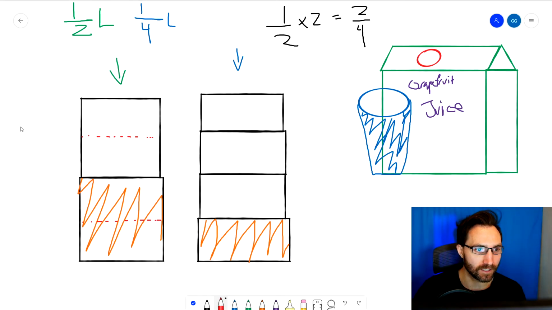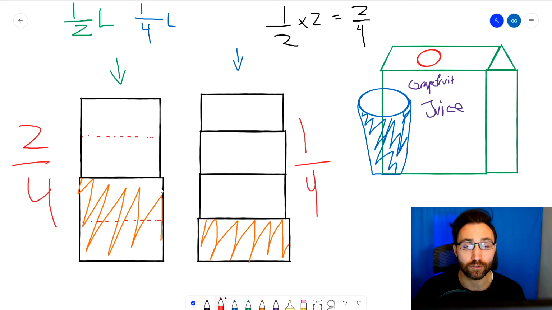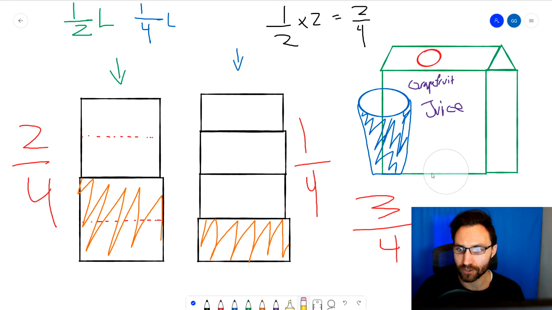So now this is 2/4 and 1/4. So 2/4 plus 1/4, we don't add the denominators. The denominators stay the same, but the numerators are added. So 2 plus 1 equals 3. 3/4.